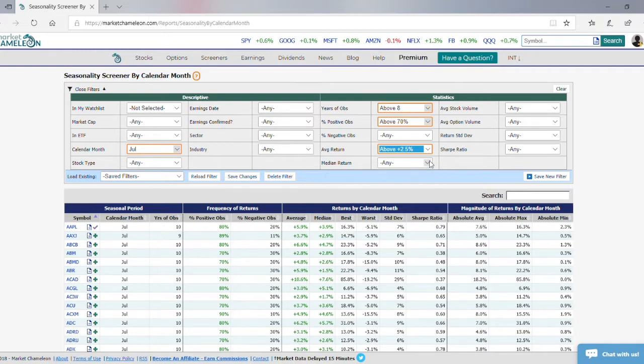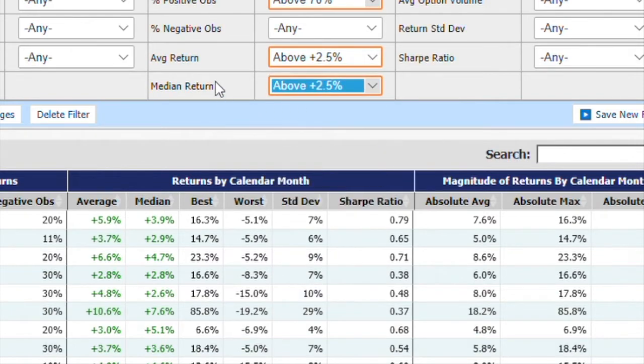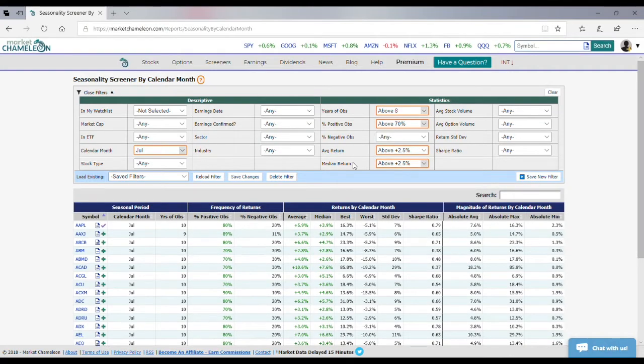I'm also going to set a floor to the median return right here below. What this is saying is that if the average return happens to be high, and there was one outlier pushing that average return, we also set a floor to the median return, which is the return right in the middle. So this is a double check.